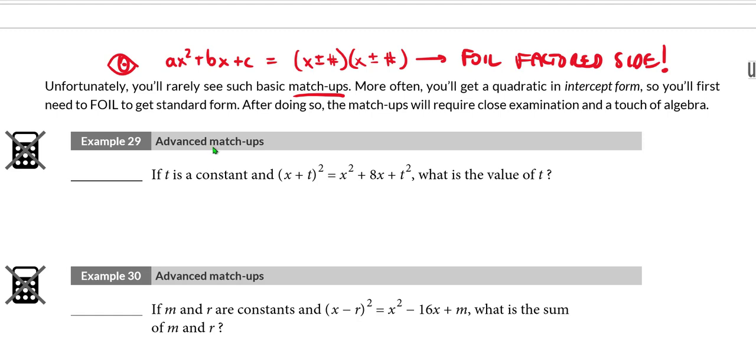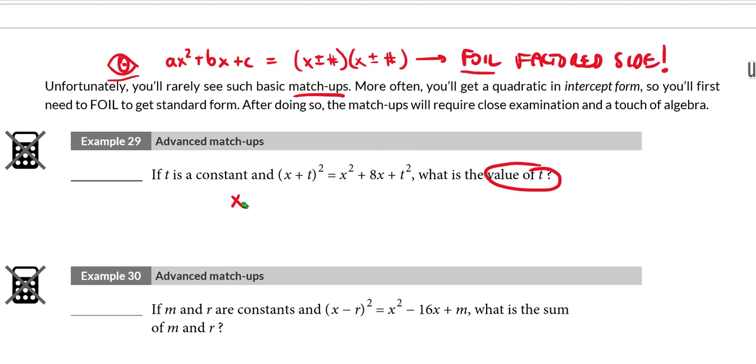If you are feeling fairly bold and fairly confident about this, you can obviously try number 29 on your own. If t is a constant and (x plus t) squared equals blah, blah, blah, what is the value of t? So here's what I'm going to do. First of all, I'm going to point out that we do have that tip-off clue, factored form on one side, standard form on another. So as I said, I'm going to FOIL out that factored side.